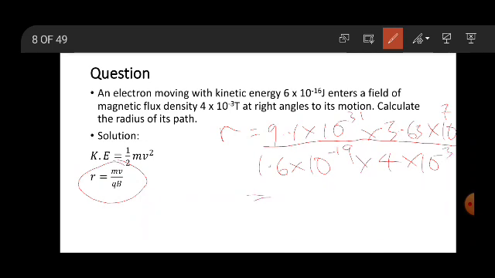Okay, so I'm with my calculator here trying to achieve that. So we have 9.1 times 10 to the power minus 31 multiplied by 3.63 times 10 to the power 7. In the denominator we have 1.6 times 10 to the power minus 19 multiplied by 4 times 10 to the power minus 3. And that will give us 0.052, so approximately 0.052 meters. So that's the answer to that question. I guess this is quite interesting, easy.